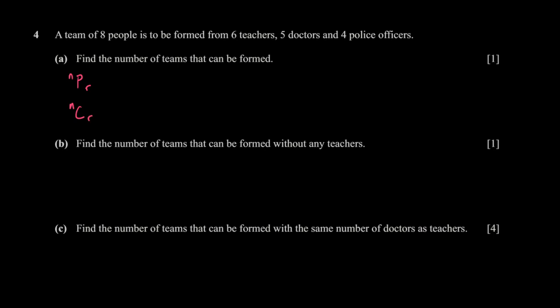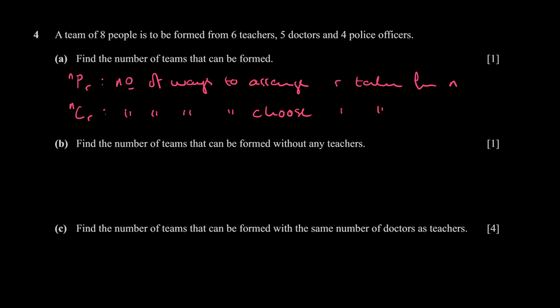Okay, now what does NPR refer to? It is the number of ways to arrange R items taken from N. Okay, sorry about the bad handwriting. Whereas combinations is the number of ways to choose R items taken from N items. Okay, so the key difference really is between the word arrange and the word choose. Now, arrange means that there is an order. Choosing means that there is no order. It doesn't matter. Okay, so the key difference is, does order matter?